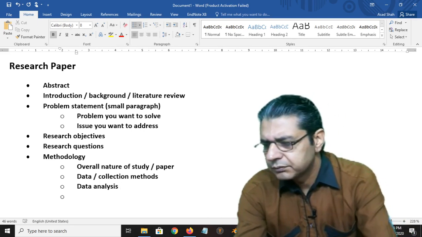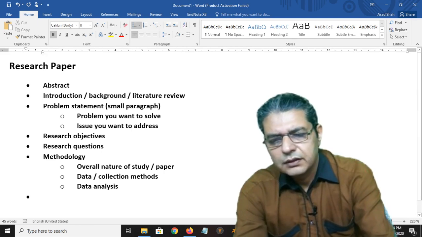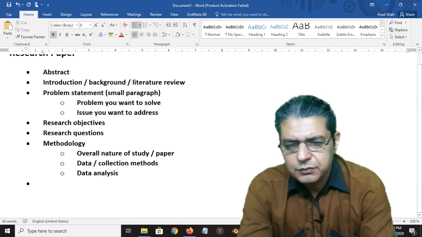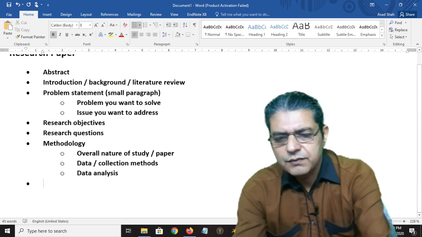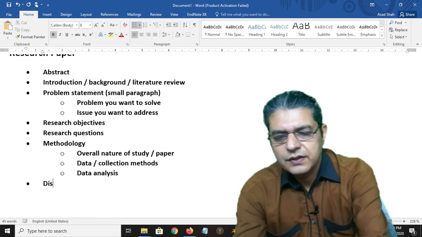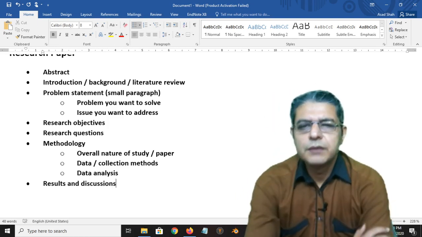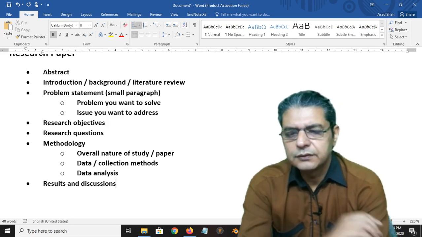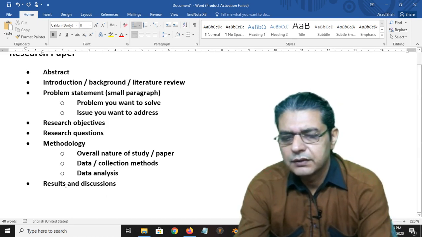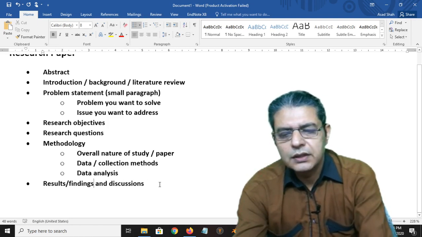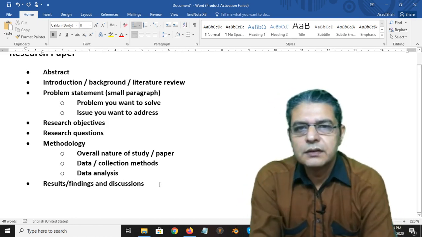The section I want to address before the conclusion, actually two more sections. The second last, which is most important, is discussion. Your results and discussions. So you will highlight your results or findings, I'll say findings as well, and then you can discuss those results and findings.